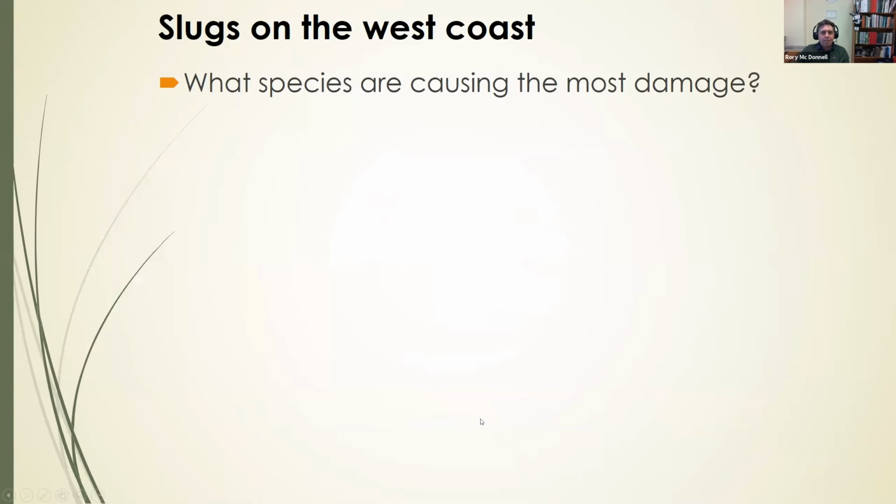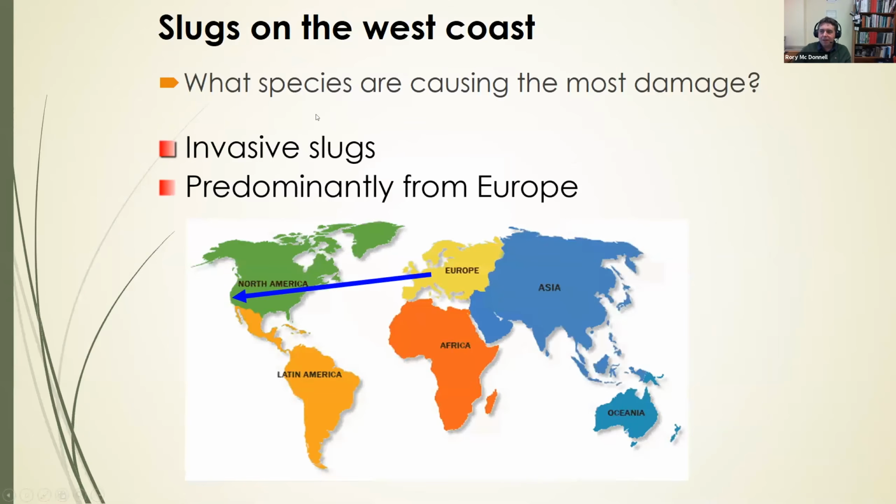One of the things I've been doing since I moved to the US from Ireland about 10 years ago is trying to get a handle on what species of slugs are causing the most damage to crops throughout the west coast of North America. Not surprisingly, it appears to be the invasives, and the vast majority are accidental introductions from Europe.